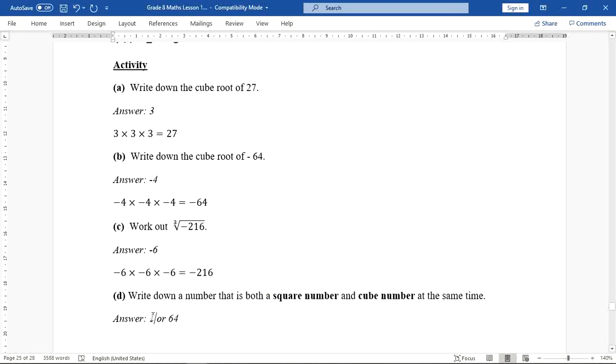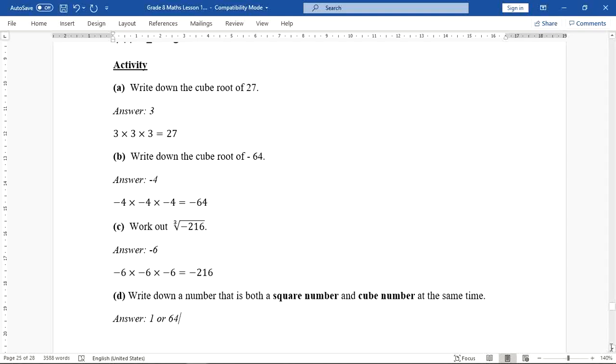How is that so? Because 1 can be a square number when you say 1 times 1 is equal to 1, or you can say 1 times 1 times 1, which is equal to 1. That's a cube number. Remember, for a square number you multiply a number twice. For a cube number you multiply the number 3 times. So 1 can be a square number and a cube number at the same time. Or you could have said 64. You can get 64 when you say 8 times 8 is equal to 64. That is a square number. Or you can say 4 times 4 times 4 is equal to 64, which is a cube number.